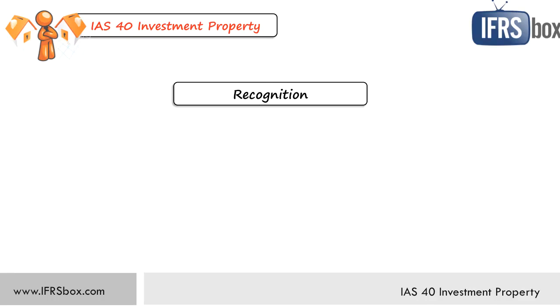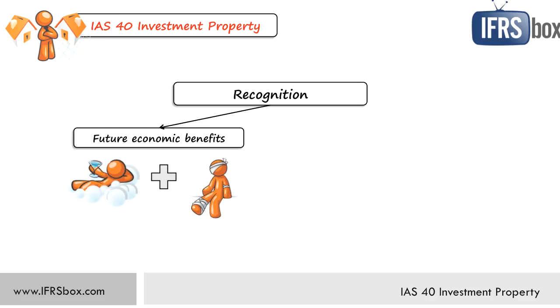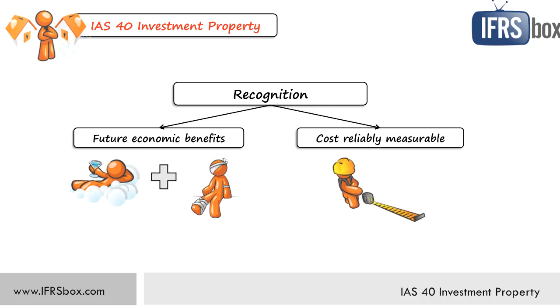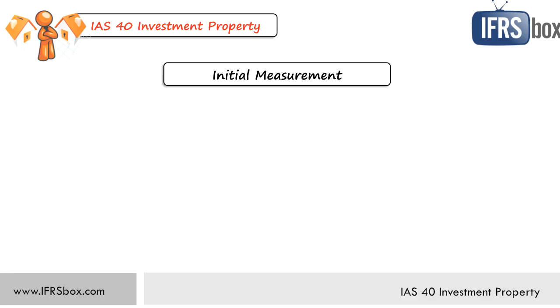Let's talk about when to recognize investment property in your financial statements. You can do it when two conditions are met. It is probable that the future economic benefits that are associated with the investment property will flow to the entity. Well, think about associated rewards and risks. And the cost of the investment property can be measured reliably. This rule is very similar to the rule in IAS 16 for property, plant, and equipment, so maybe you are familiar with that.